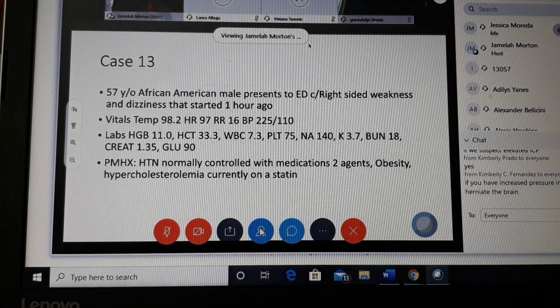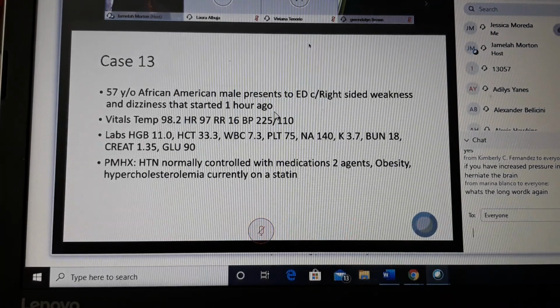Case 13, a 57-year-old African-American male presents to the ED with right-sided weakness. Dizziness started an hour ago. Temperature 37.0, a normal heart rate, respiratory rate is 16 and his BP is 225/110.